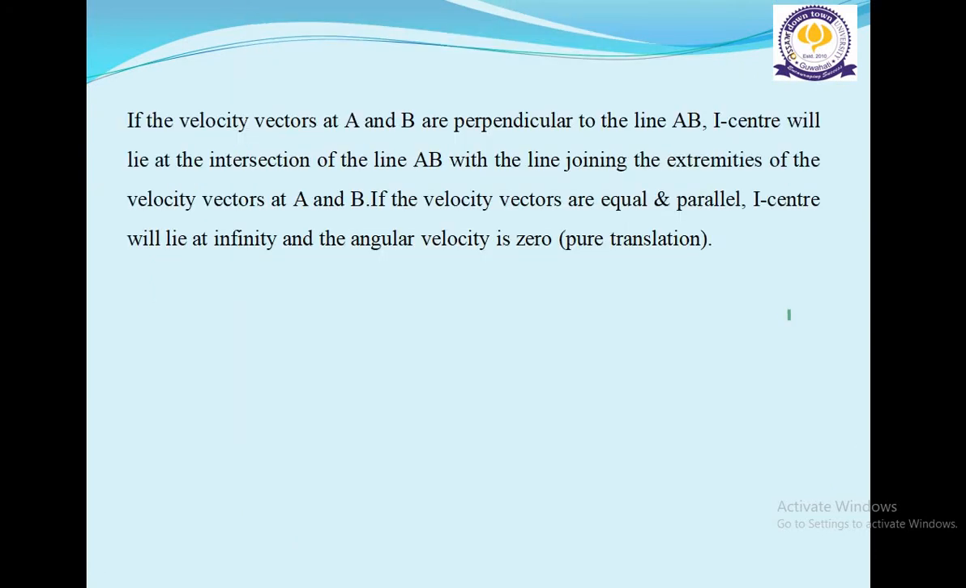Now, if the velocity vectors at A and B are perpendicular to the line AB, I center will lie at the intersection of the line AB with the line joining the extremities of the velocity vectors at A and B. If the velocity vectors are equal and parallel, I center will lie at infinity and the angular velocity is 0. That is pure translation.